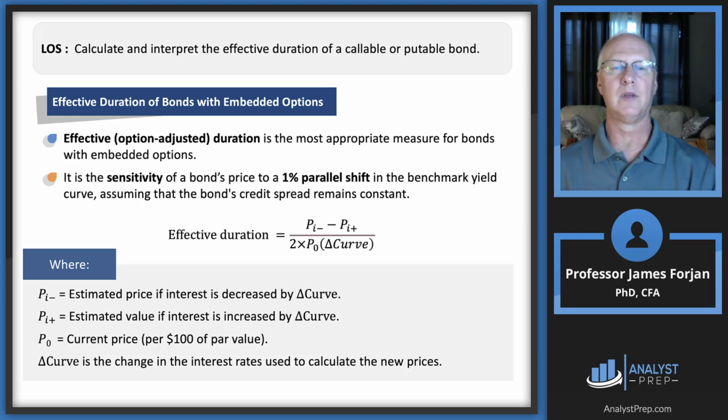Let me go ahead and give you a little bit of calculus background here. We're looking at the price-yield relationship. Duration is going to be the first derivative. That's why duration oftentimes is called a measure of sensitivity. There's the word sensitivity on the slide. And then convexity is the second derivative.